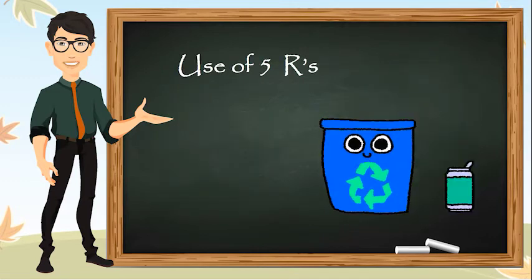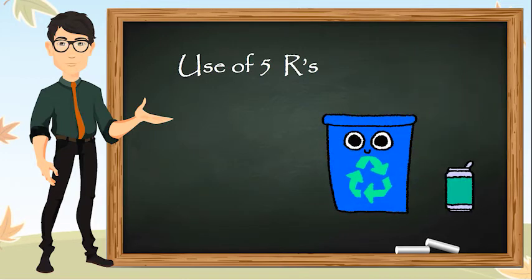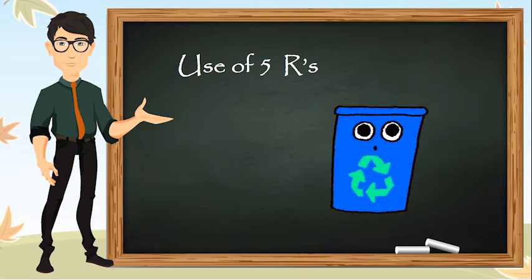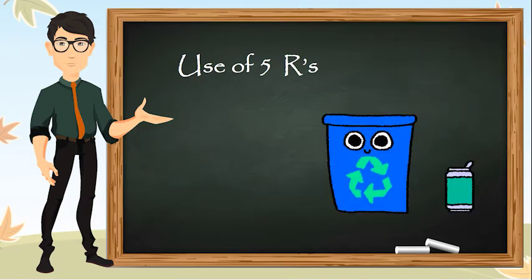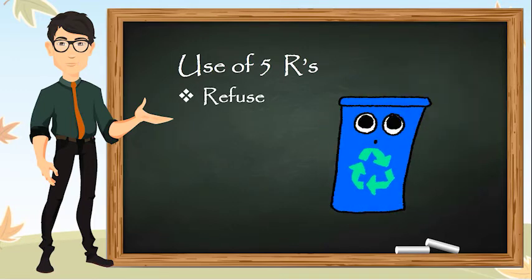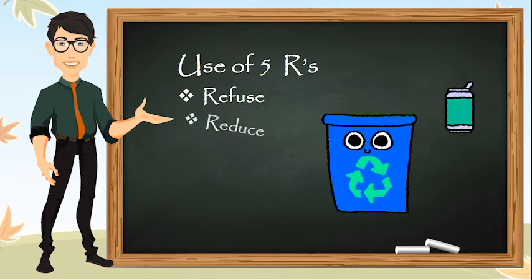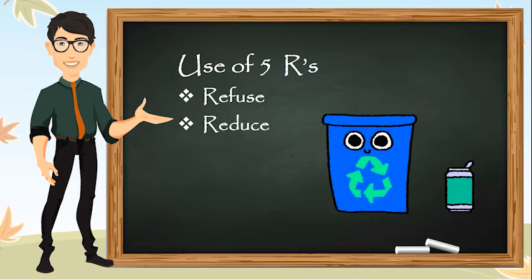The use of 5 R's. Instead of disposing the waste, there are other things that you can do to properly manage them. Their ways are represented by the acronym 5R. This stands for refuse, which means avoiding accumulating waste. Reduce means minimizing the waste.